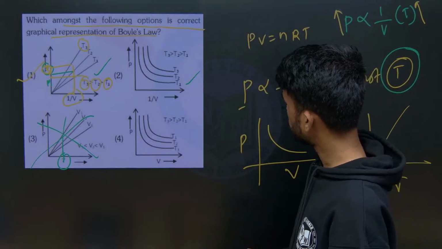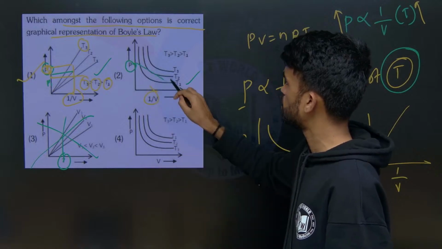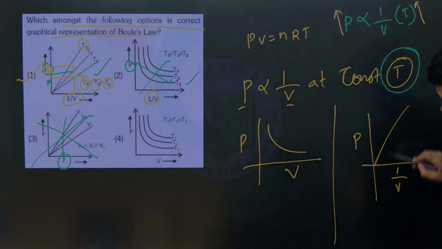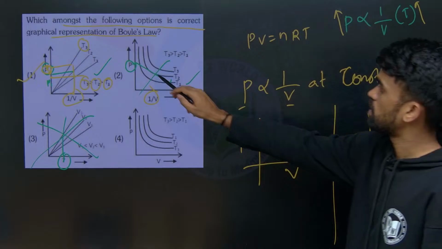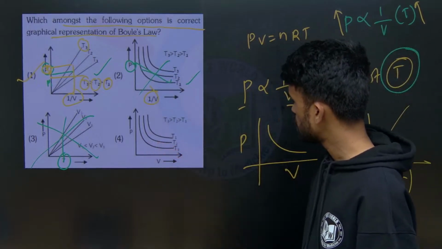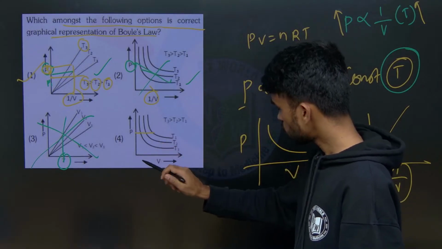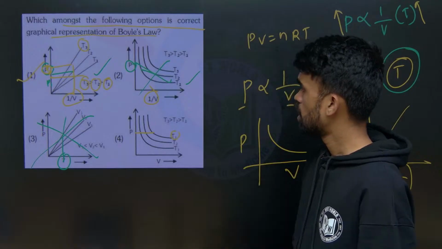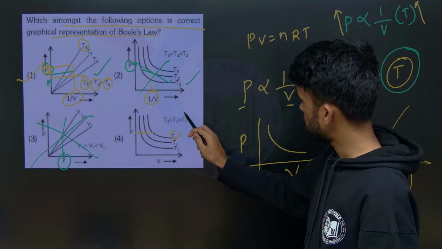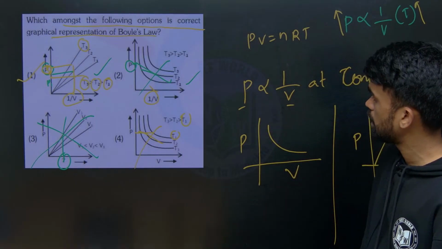Whereas the 1 by V graph should not be like this. It should be a curve like this. P versus 1 by V graph will not be like this. Here a PV graph is given, but at higher pressure the temperature should be high, but they mentioned that T1 is the least, so this is also not the suitable one. I hope it is clear.